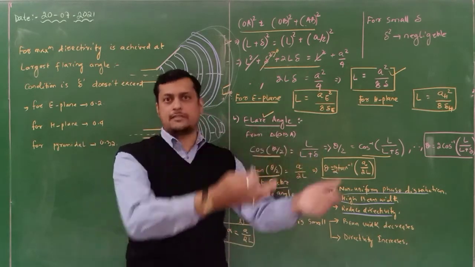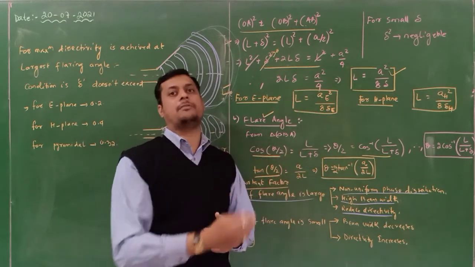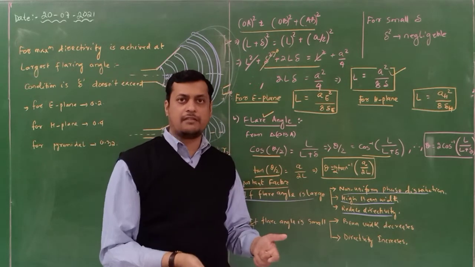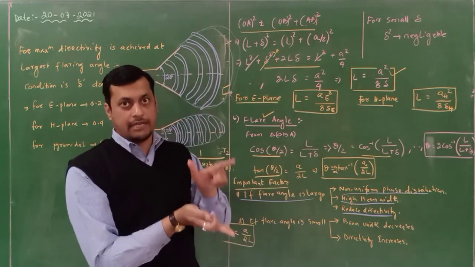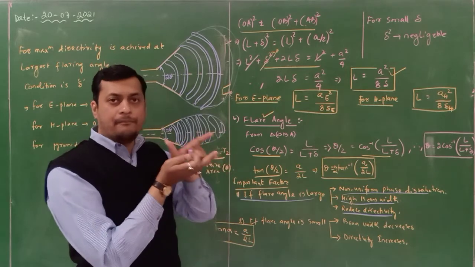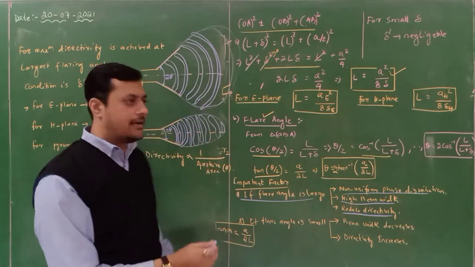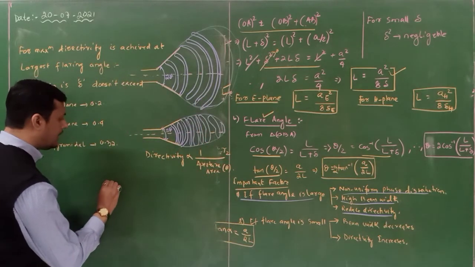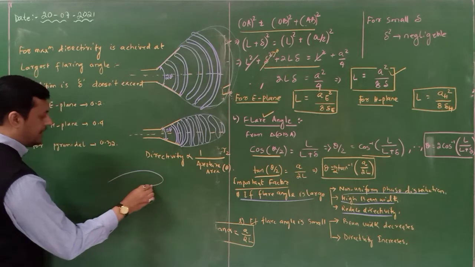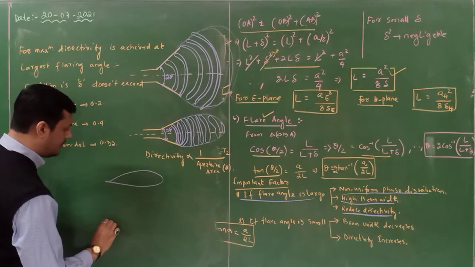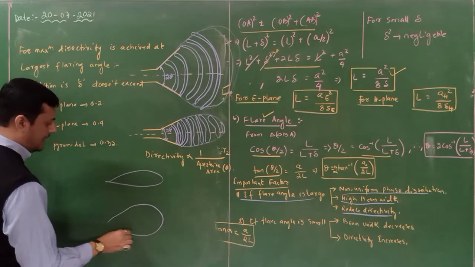Let us consider a fixed point, the directivity must be high. Directivity must be high means your beam width must be less. If the beam width is less, the beam will be in a narrow band. Means if this is one beam, okay, and this is one beam like this.